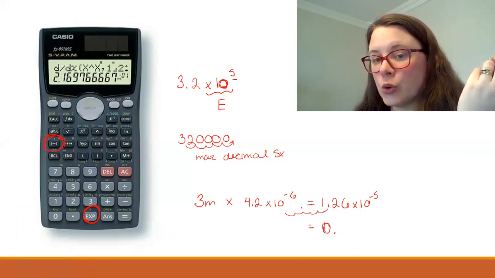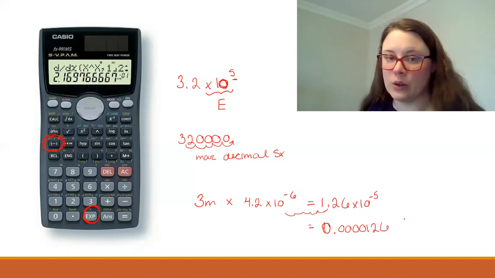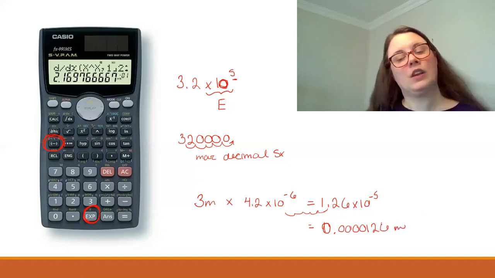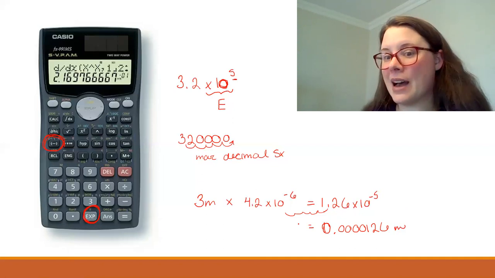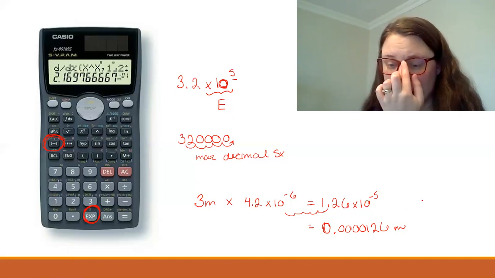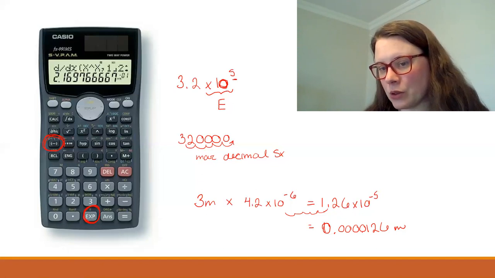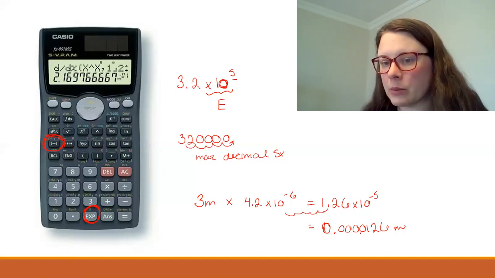So our answer is going to be 0 decimal. I need 1, 2, 3, 4 zeros in front of the 1, 2, 6. Okay? So that would be the amount in meters that you might have if it was a linear expansion. And you could convert that to millimeters. Millimeters would be times 1,000, so we're going to have 0.126 millimeters.